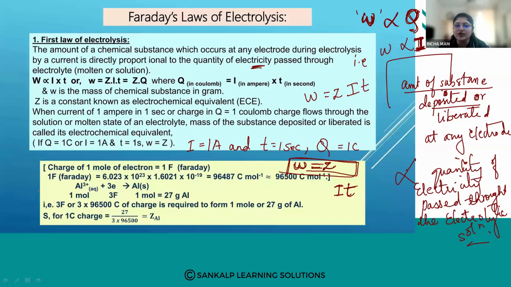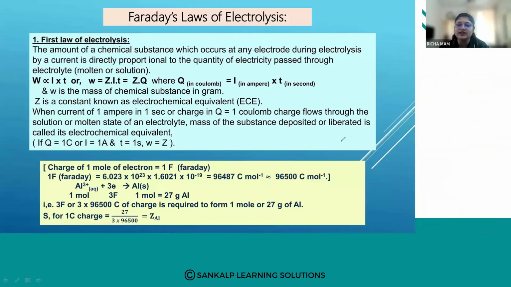The charge of 1 mole of electrons is nothing but 1 farad, which is 96,500 coulomb. It is given as Avogadro's number into 1.6 into 10 raised to minus 19 coulomb. So the charge of 1 mole of electrons is given by N A, Avogadro's number, because 1 mole contains Avogadro's number of electrons. Avogadro's number into the electron charge, 1.602 into 10 raised to minus 19 coulombs.